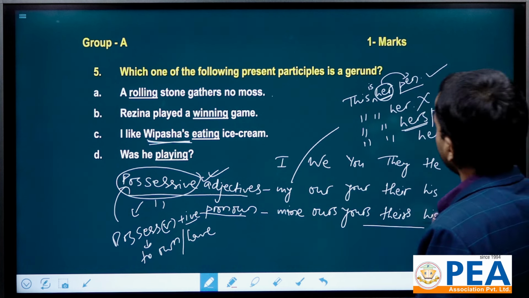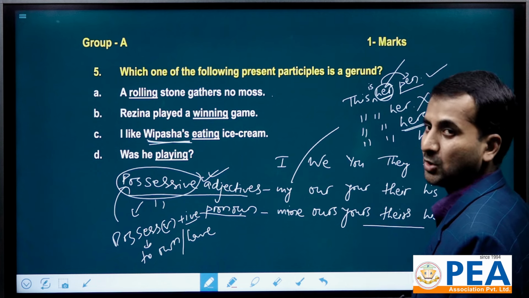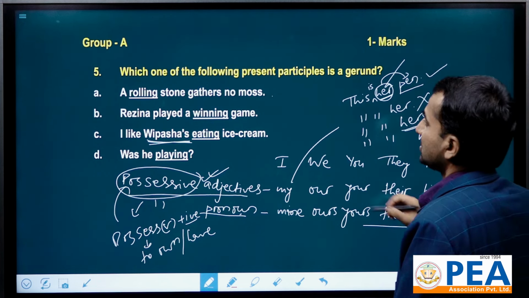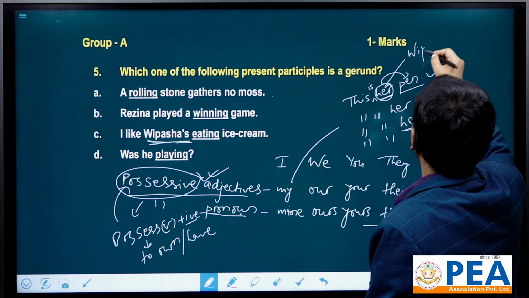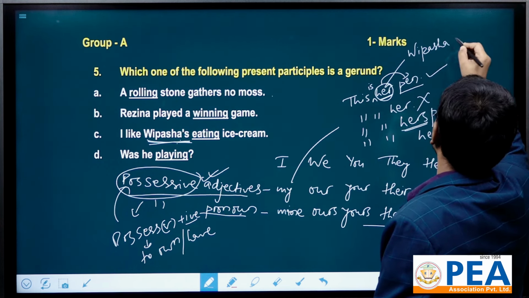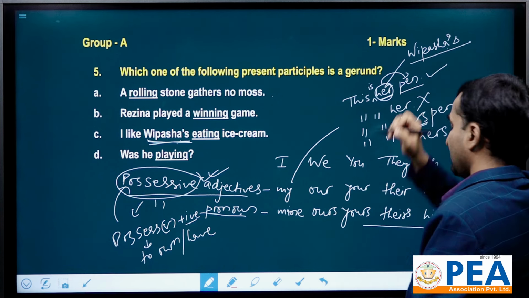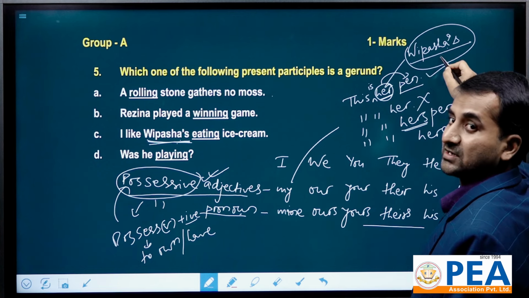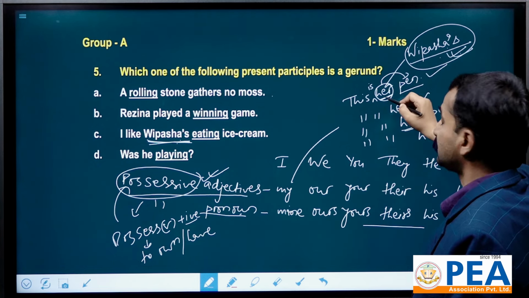Now I have to say her. Her indicates a person. Though it is an adjective, it indicates a person, and that person here is Vipasa. Not Vipasa, but Vipasa's. Vipasa apostrophe s is a possessive adjective because it has replaced the possessive adjective.